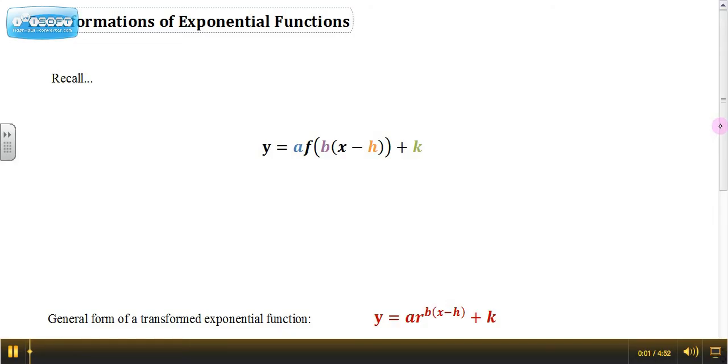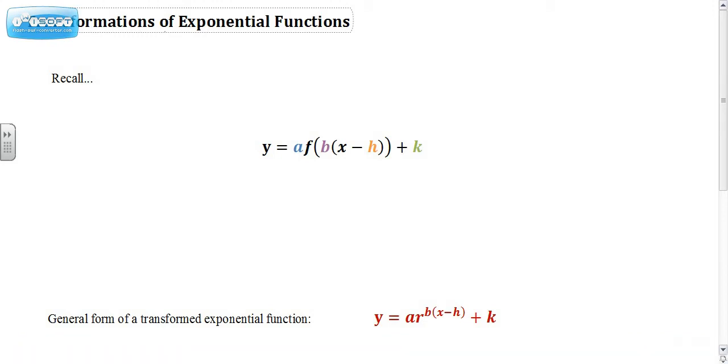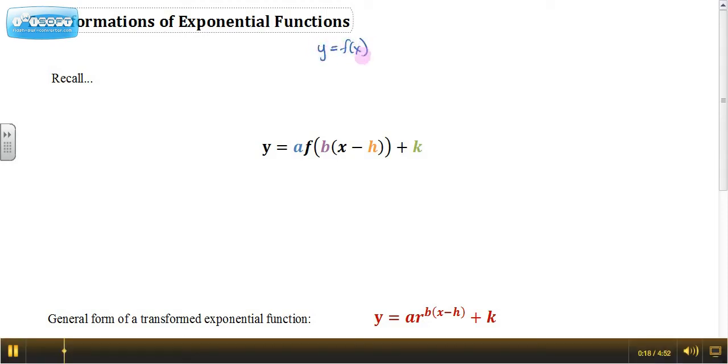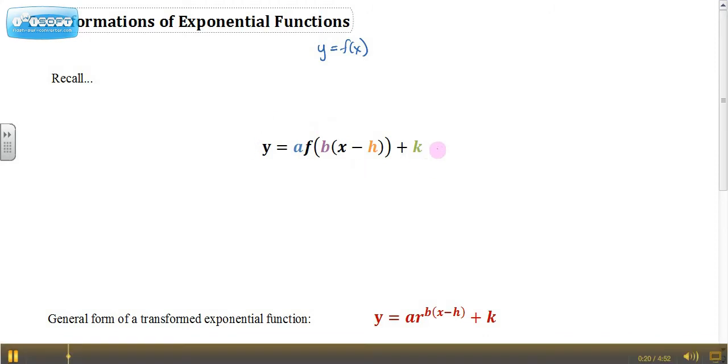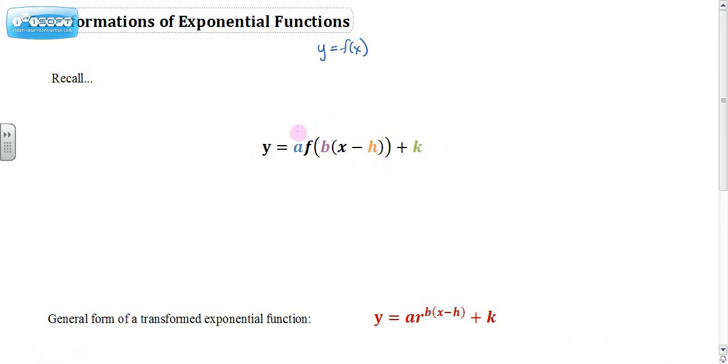Hello class. So now that you know what an exponential function looks like, we're going to transform them with the different types of transformations we've learned so far. So let's remember what we've learned about transformations of functions. If I have a function y equals f of x, here's an equation of the general form of all the different types of transformations I can apply to this function, f of x.